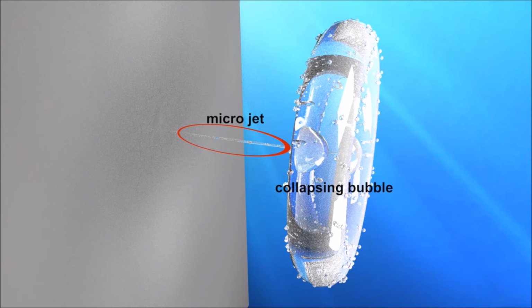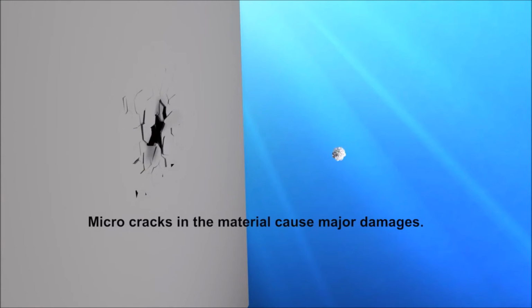The implosion releases energy in a very short time concentrated in a very small spot. If the microjet hits a surface, it damages the material by a localized, short-term overstraining. The material starts to evolve microcracks, and later material can break off.